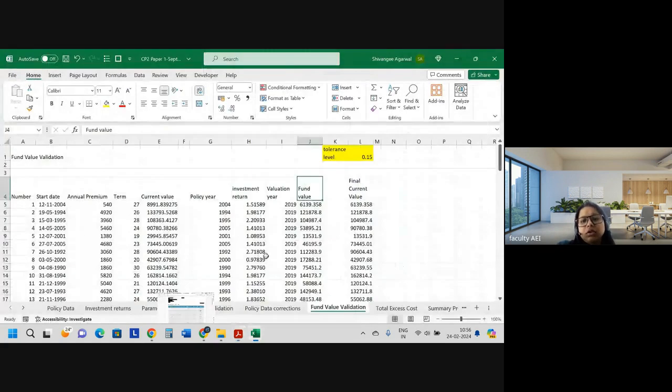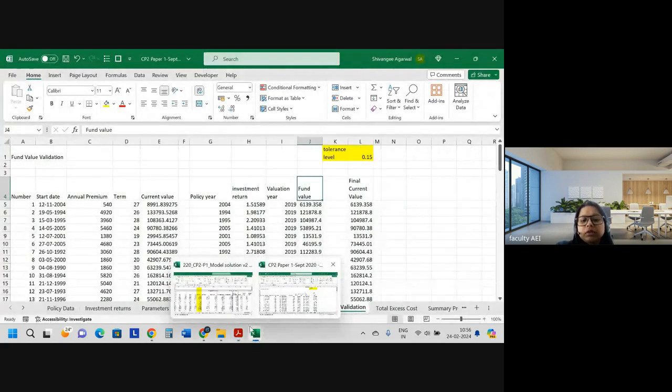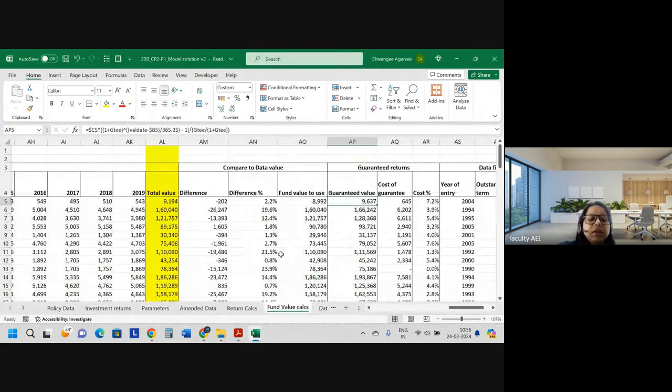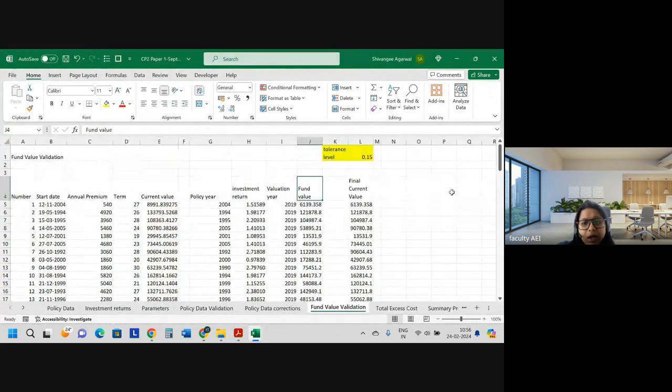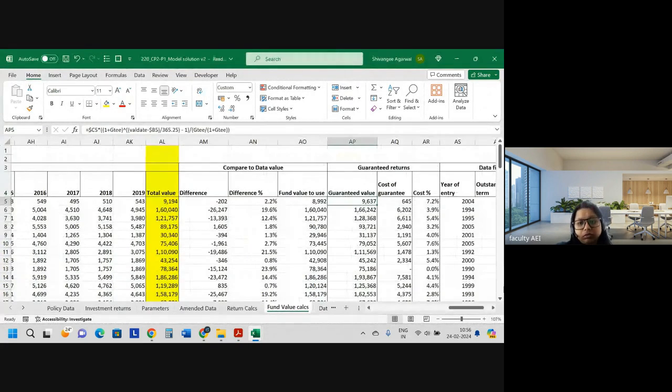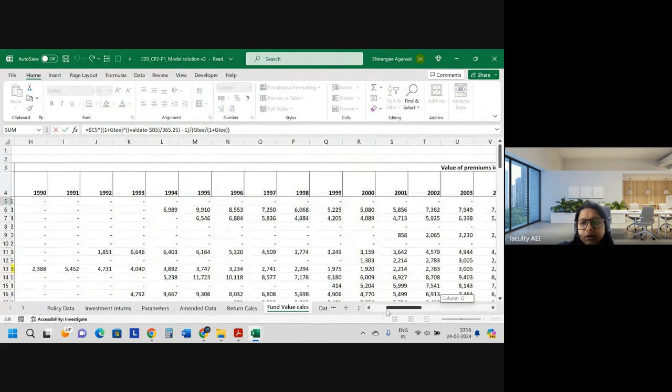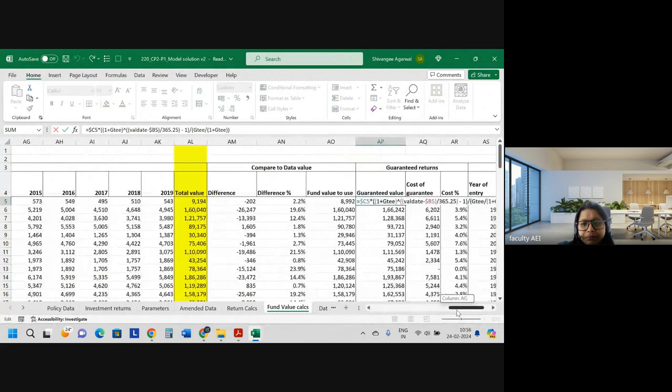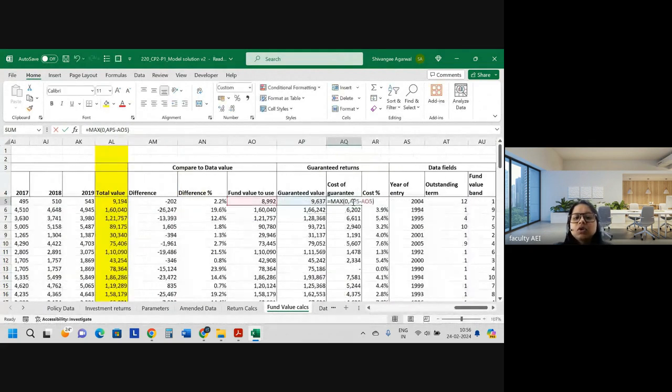But yeah, I'll complete this tomorrow. So the key takeaway is, even if you are not able to do this, just do whatever you feel like in the exam, just like what I did, and move to the next part. Okay. Guaranteed value is very simple. They have used the formula which is given in the paper.